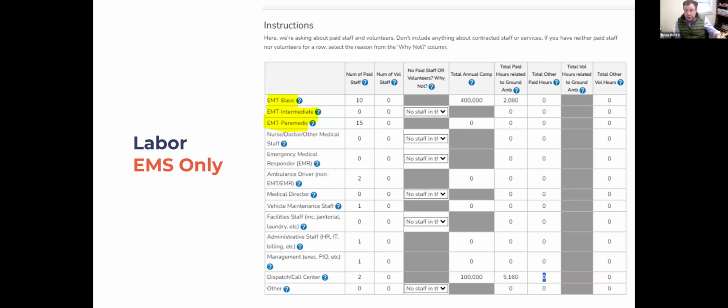You'll report the total number of individuals that are in that category, their total compensation, and if you've indicated that they share responsibilities outside of EMS, then you would allocate either the hours or the total compensation between the two.